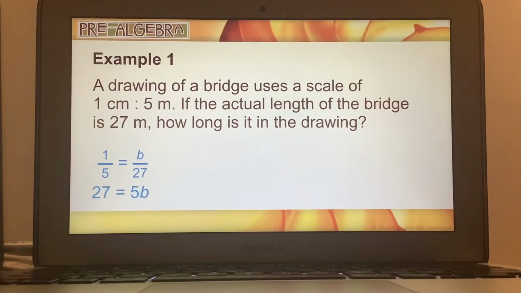Then I can cross multiply. 5b is equal to 27, or 27 equals 5b. And then I'm going to have to solve for b. So I would divide 27 divided by 5, and then I get 5.4 centimeters. So the length of the bridge in the drawing is going to be 5.4 centimeters.